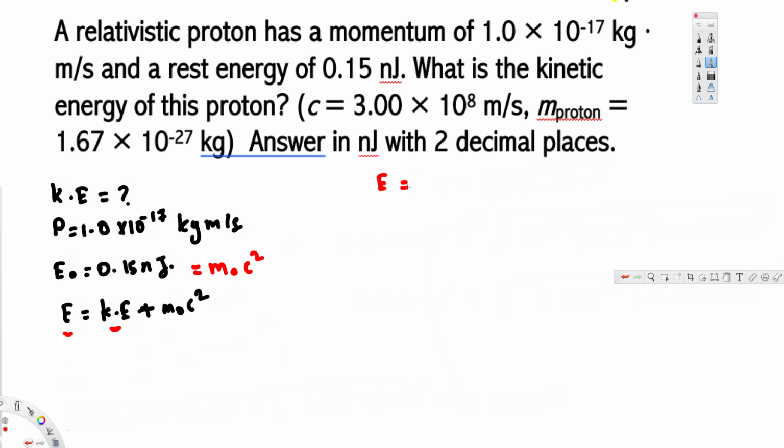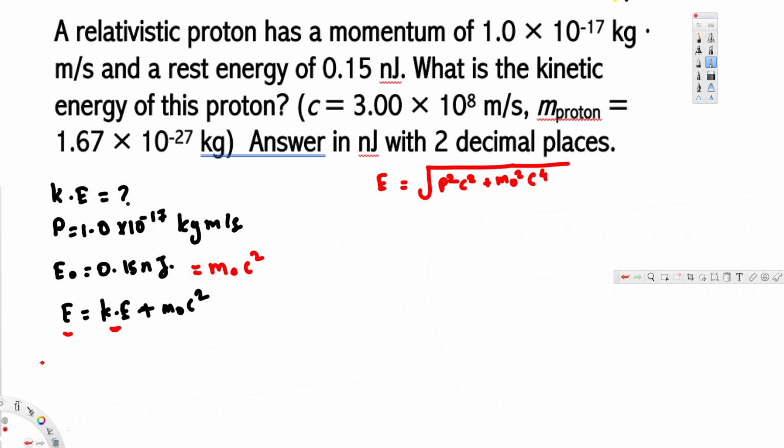Now for E, we can bring another equation that is related to E, that is given by E is equal to square root of p square c square plus m naught square c power 4. Here we have the momentum provided, 1.0 times 10 to the power minus 17, and also we have the speed of light. And m naught square c power 4, if you look carefully, is the square of E naught, which is equal to m naught c square. If you square this one, that's going to give you m naught square c power 4. So we have everything available. Instead of writing E, we can equate this KE plus m naught c square to this one. In that way we have everything known.